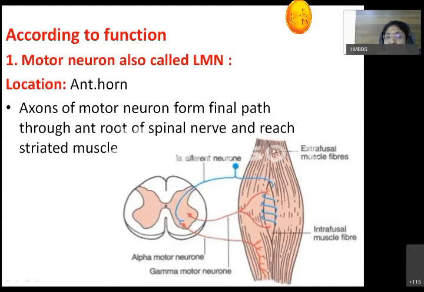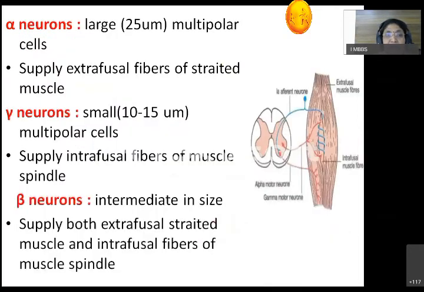The skeletal muscle consists of extrafusal fibers. Inside the extrafusal fibers, there is presence of muscle spindle, and inside the muscle spindle, there is presence of intrafusal fibers. Now, these intrafusal fibers may be nuclear bag fibers or nuclear chain fibers. This will depend upon the arrangement of nuclei, whether they are present in a chain or whether they are collected just like a bag. So, the motor neurons, which are also known as lower motor neurons, are situated in the anterior horn and they are of three types depending upon their size.